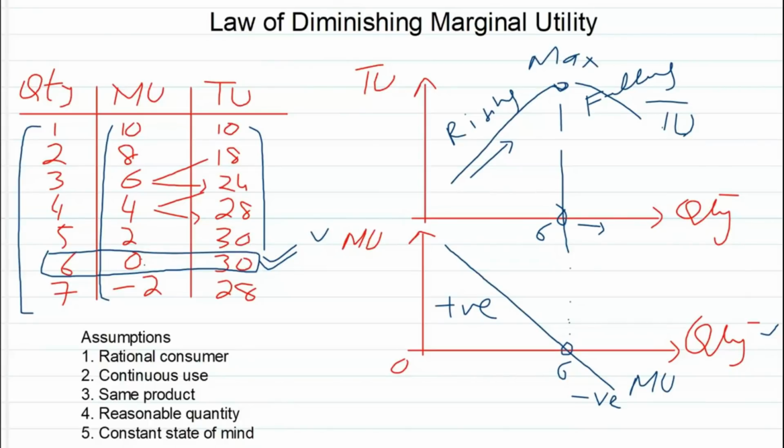Like every other economic law, this law is also based on some assumptions, and if these assumptions are met, then this law will be applicable. If these assumptions are not met, then law will not be applicable. The first assumption is rational consumer. In the cardinal utility analysis, it is assumed that the consumer is rational and he aims at maximizing the utility.